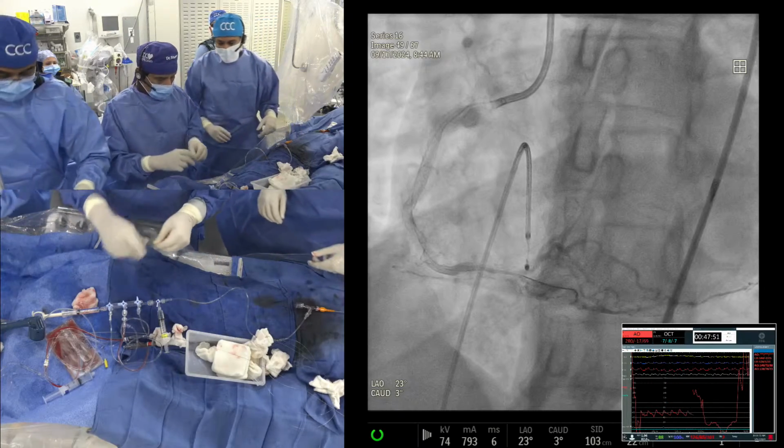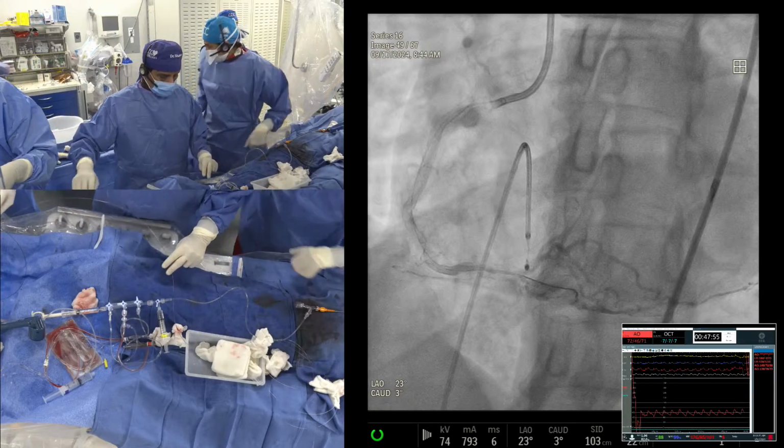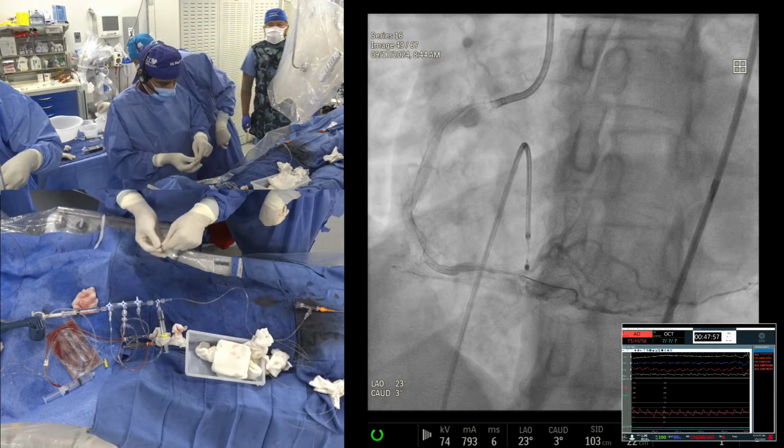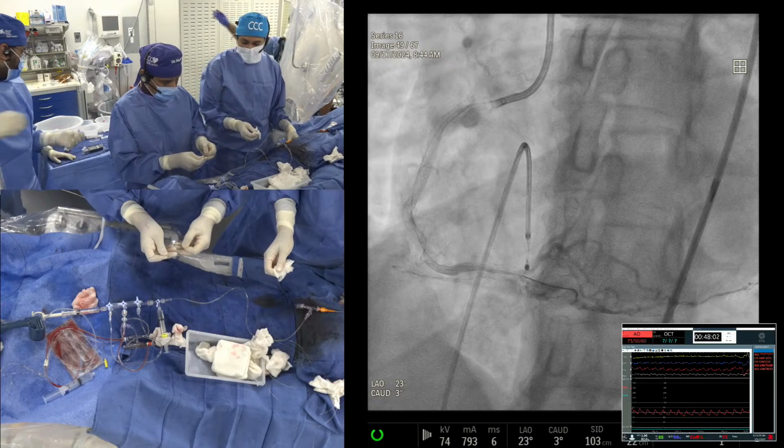But let's do the dilatation for the first balloon. No, let's just put the stent there. Huh? No, but that's in the end. Okay. And 3.5 by 12. Why did you? Synergy also. This we don't need.